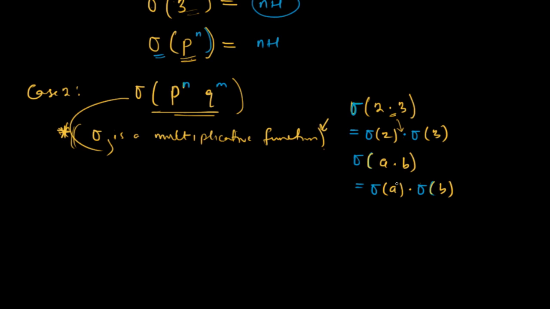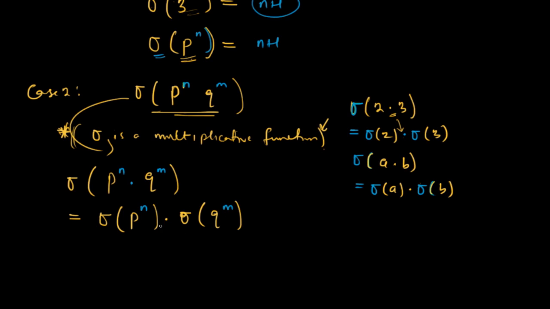So since we know that sigma is a multiplicative function, if you're told to find sigma, that is the number of divisors of numbers of the form p to the power n times q to the power m, since we said that sigma is a multiplicative function, it implies that it preserves the multiplicative sign. So this is just going to give us sigma of p to the power n times sigma of q to the power m. So this is what you have.